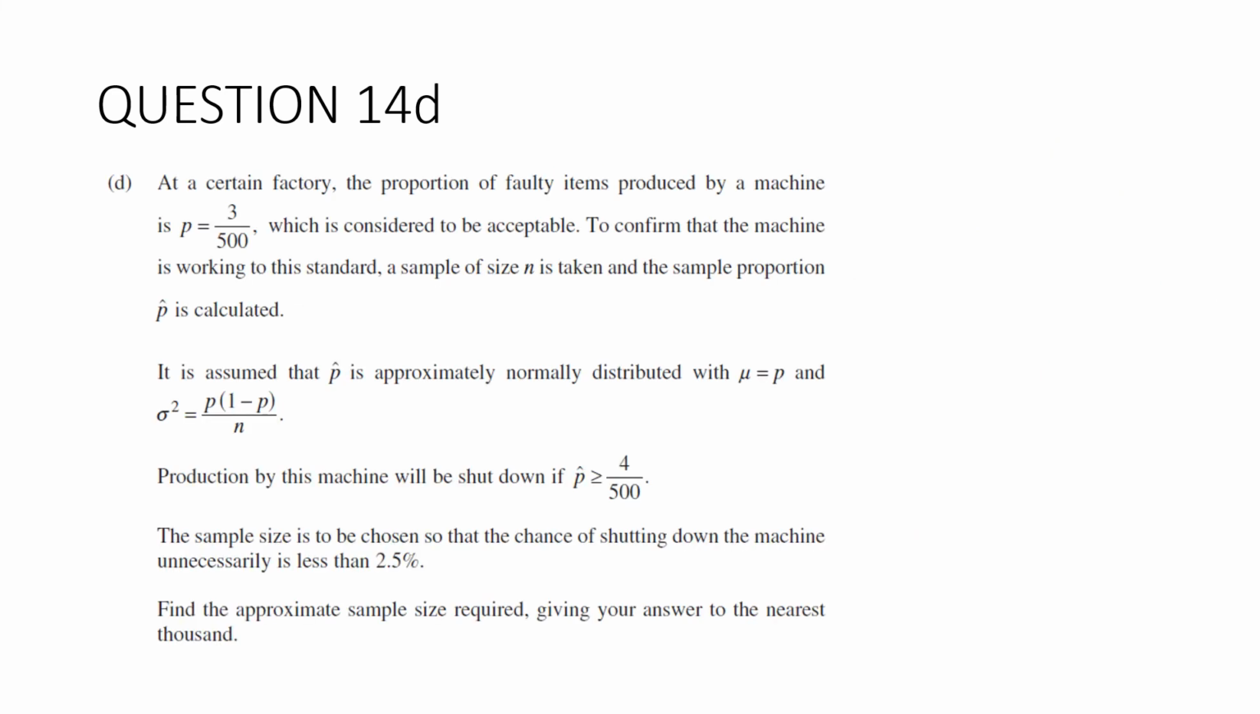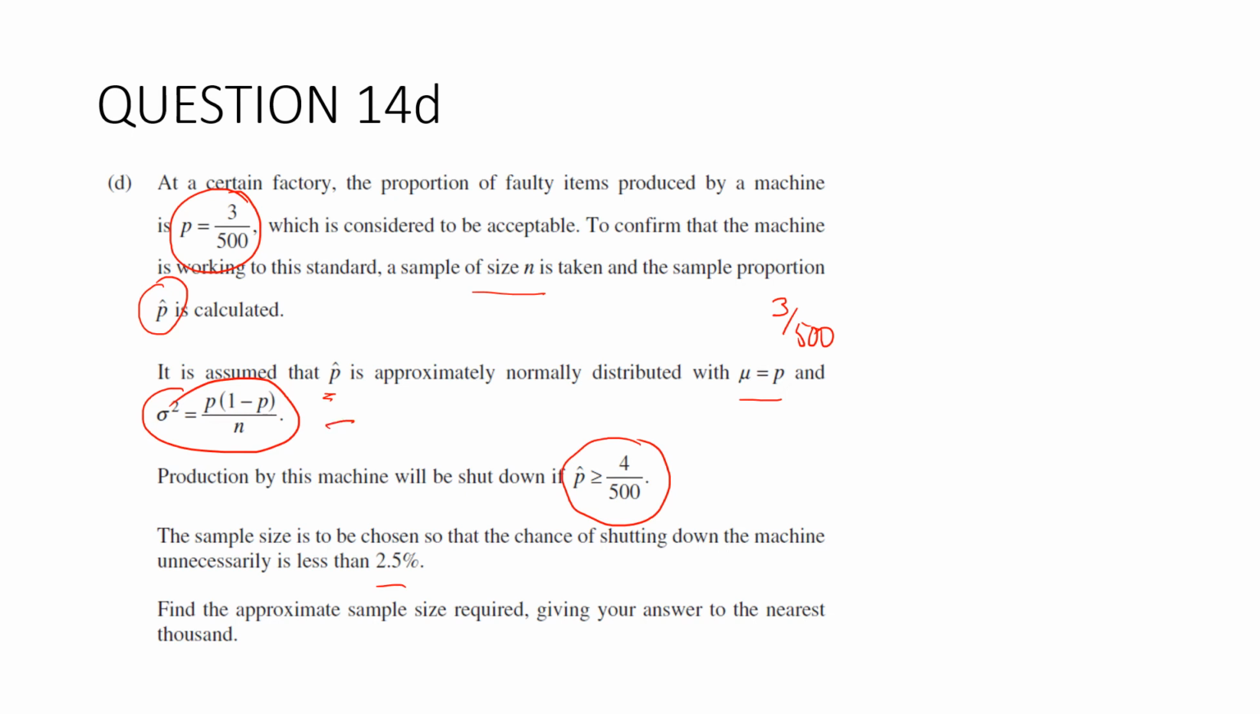Under certain factory conditions, the proportion of faulty items produced by a machine is p, and that's considered to be acceptable. To confirm the machine is working to standard, a sample size of n is taken and the sample proportion is calculated. It is assumed that the sample proportion is approximately normally distributed with mean p, so that's 3 over 500, and variance given by this. Production by the machine will be shut down if the sample proportion is greater than or equal to 4 on 500. Sample size is to be chosen so the chance of shutting down the machine unnecessarily is less than 2.5%. Find the approximate sample size required.